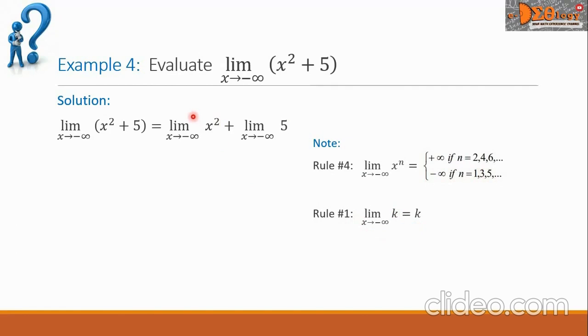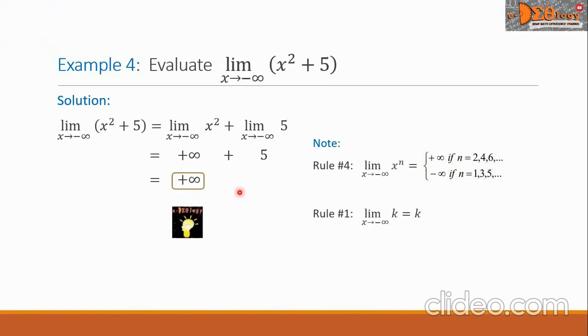It means the limit of x squared as x approaches negative infinity is equal to positive infinity, plus the limit of 5 as x approaches negative infinity, which is equal to 5. So in here, we have positive infinity plus the constant 5. If we add this, the constant will be consumed by the positive infinity behavior. So the final answer is simply positive infinity. This is our final answer.